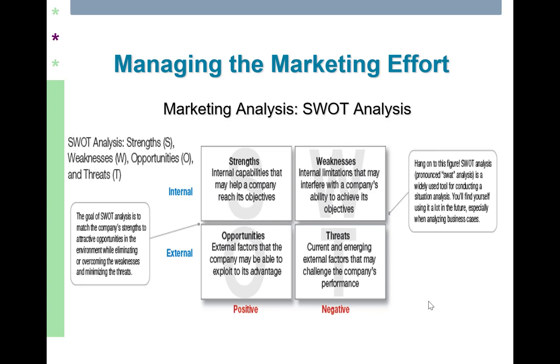Usually you can do this yourself, or you have somebody come in who knows their business. Again, the goal is to match the company's strengths to attractive opportunities in the environment while simultaneously eliminating or overcoming the weaknesses and minimizing threats.